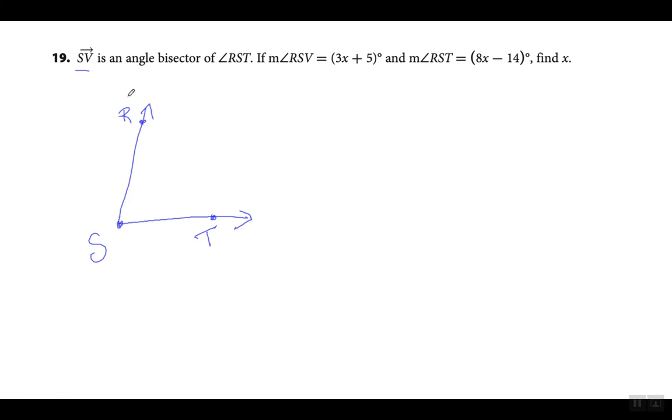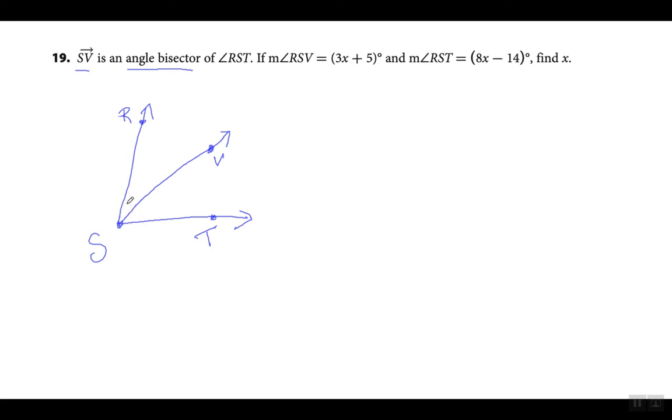Now let me get to the important part here. They're telling us that ray SV is an angle bisector. That's very important. Remember that the word bisector means that it's going through the middle. So that means that ray SV is going exactly through the middle of this angle. Let me write the V here.